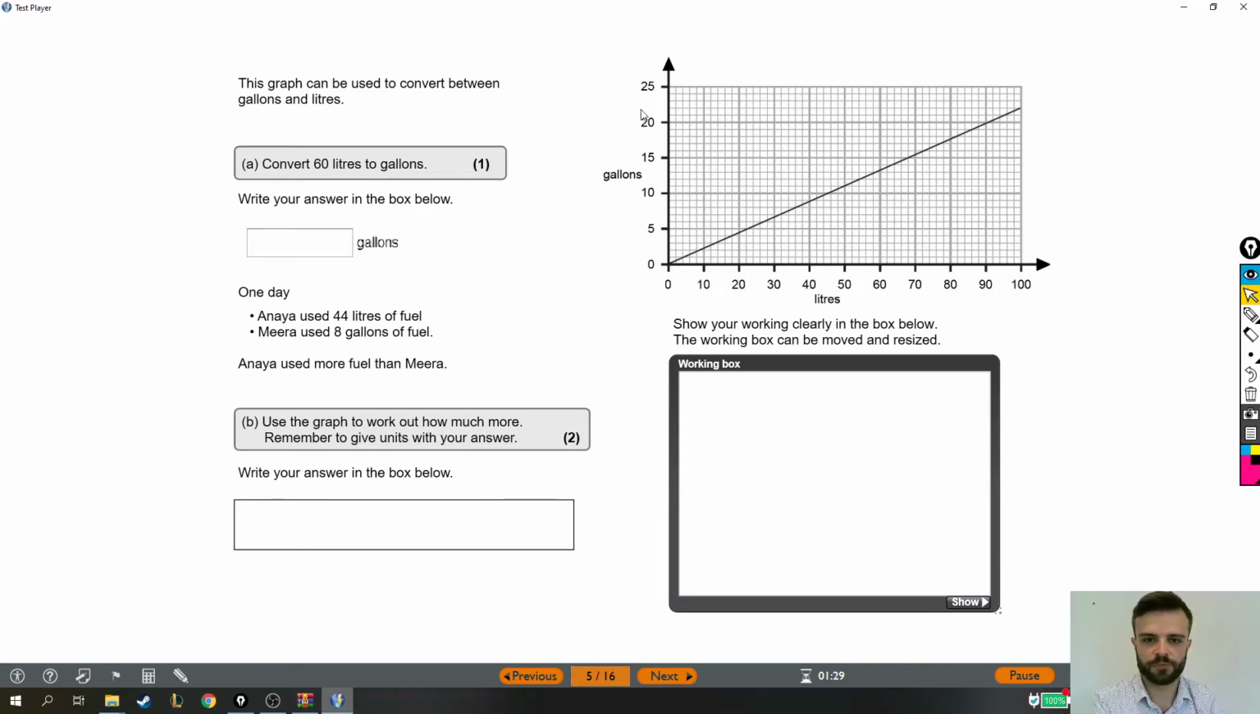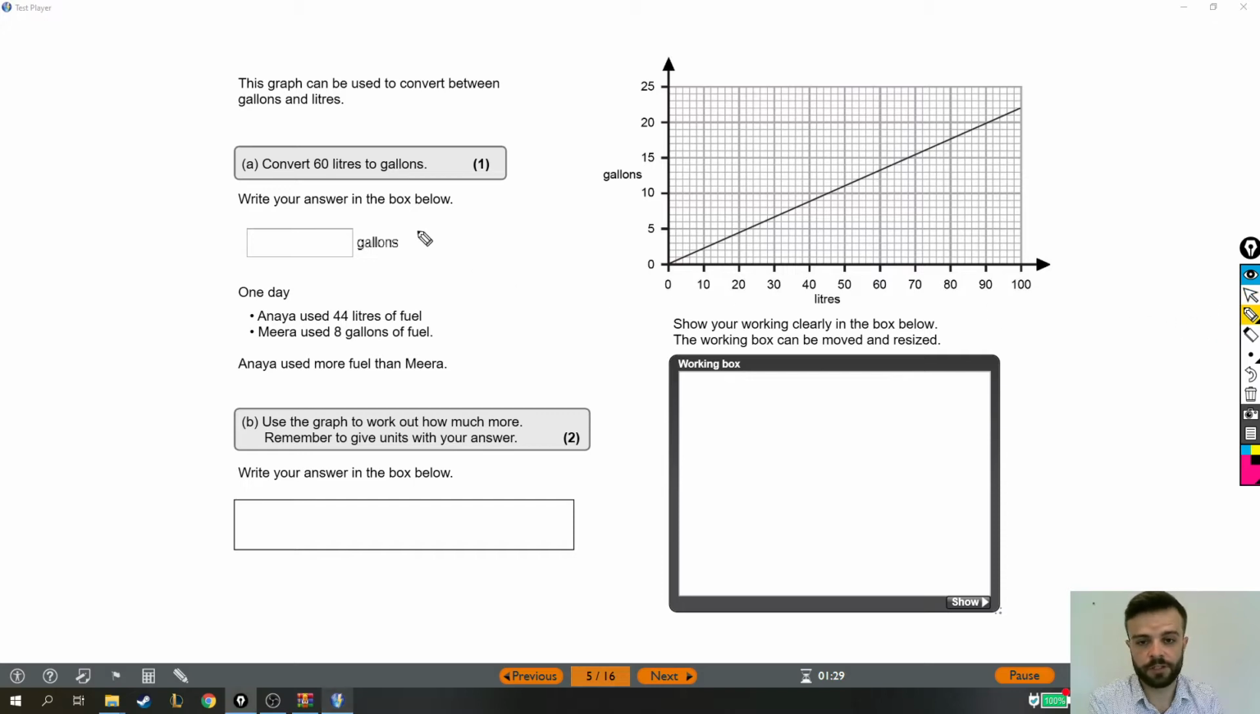All right, so for this question, we've got a conversion graph that converts gallons to litres, but we'll see how to use that as we get through the question. So let's read it through. This graph can be used to convert between gallons and litres. Convert 60 litres into gallons. Write your answer in the box below.